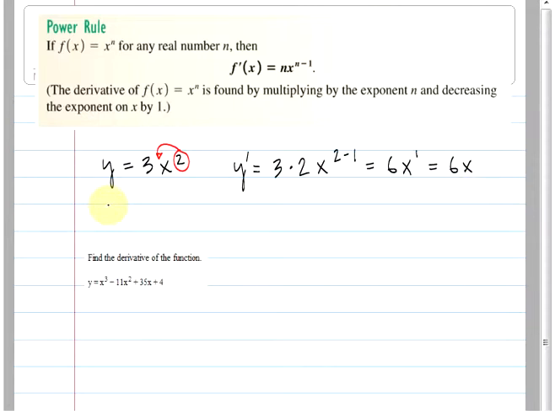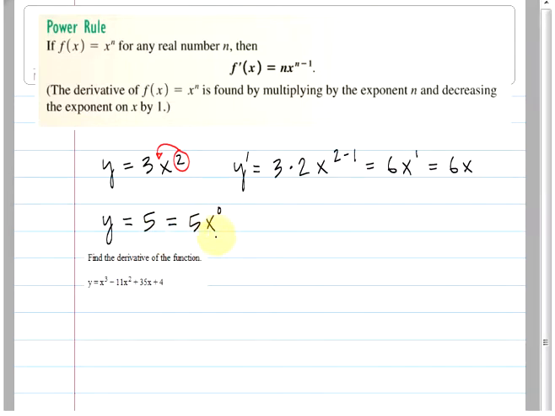Before we go into a couple of other examples, let's talk about what happens when our function is equal to just a constant. Let's say y equals 5. Remember from algebra that we can actually rewrite the constant of 5 as 5x to the 0 power, because anything to the 0 power is just equal to 1. So what this expression really equals is 5 times 1, which is just 5. So I haven't changed the inherent value of this function.